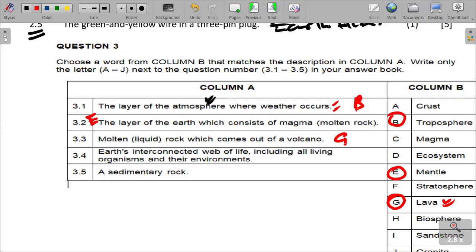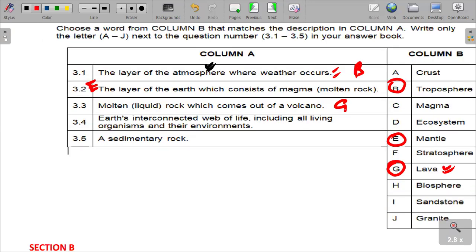Earth's interconnected web of life, including all living organisms and their environments. When we look at that, we talk about a biosphere. A biosphere identifies the interconnectedness of the web of life, including all living organisms and their environment. So that is H.